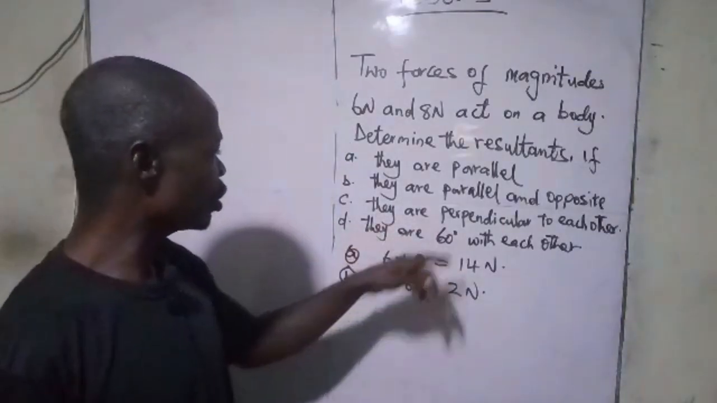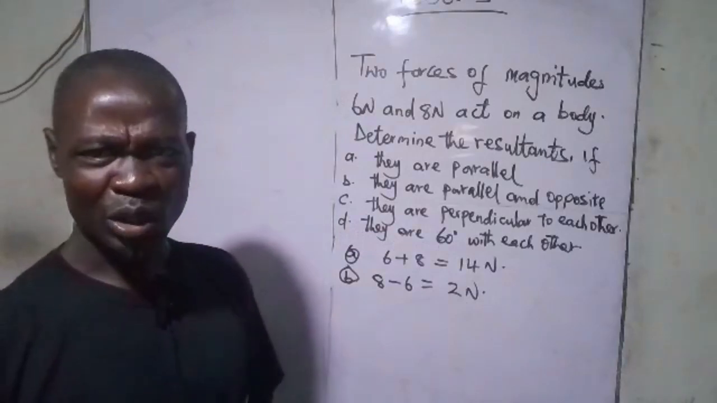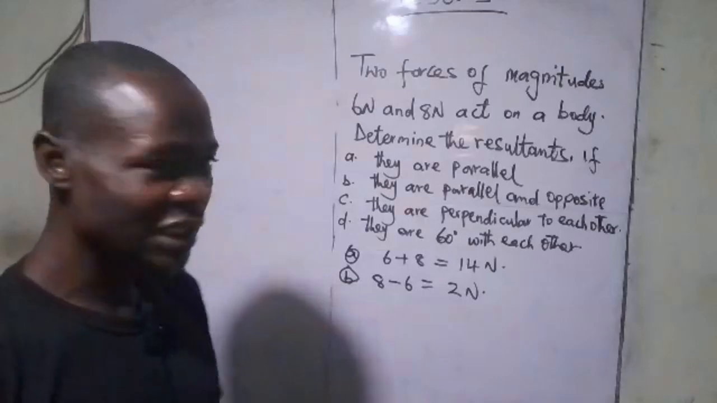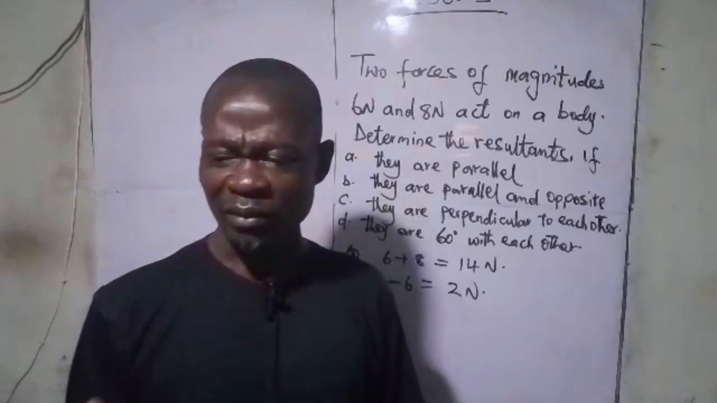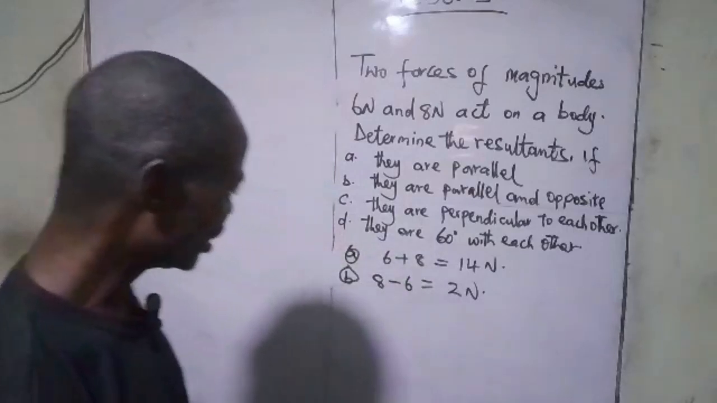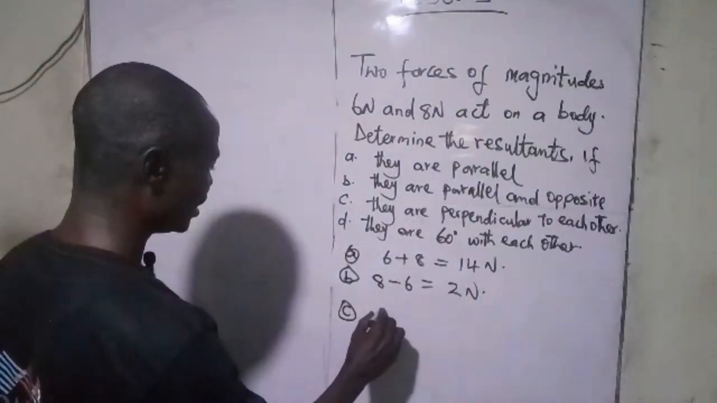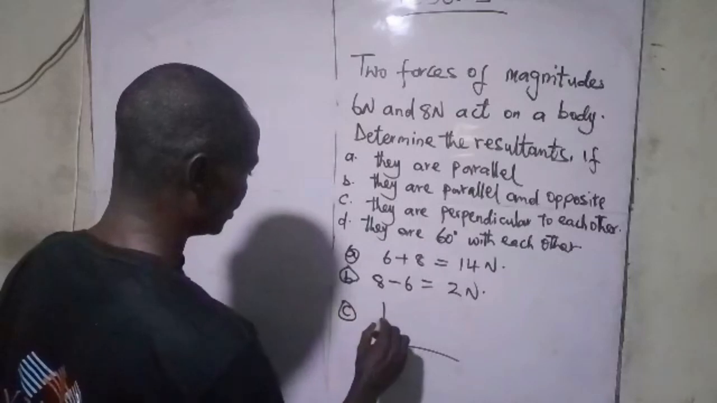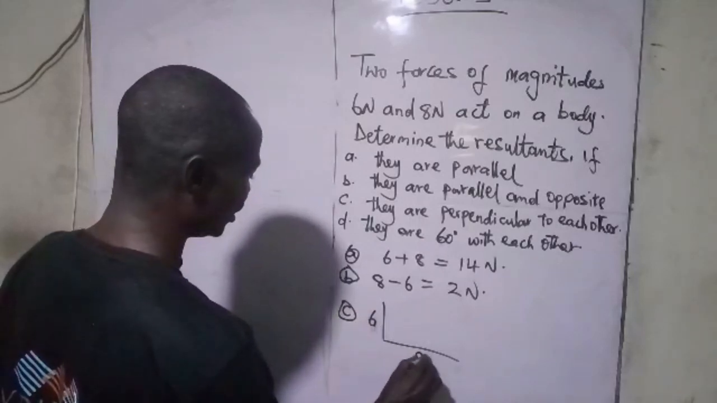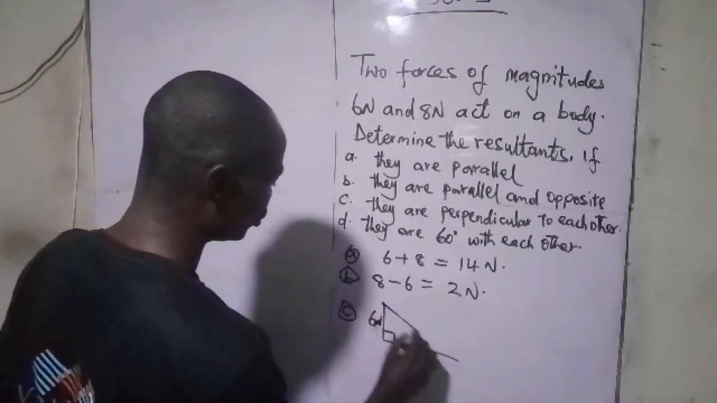Now the next one is when the two forces are acting perpendicular to each other. How do we solve it? In compounding two forces that act perpendicular to each other, we use the Pythagorean rule. So what is the Pythagorean rule here? Here is 6 Newton, here is 8 Newton, and the resultant is going to be like this.